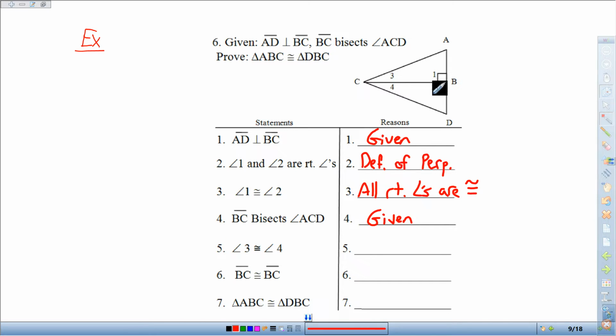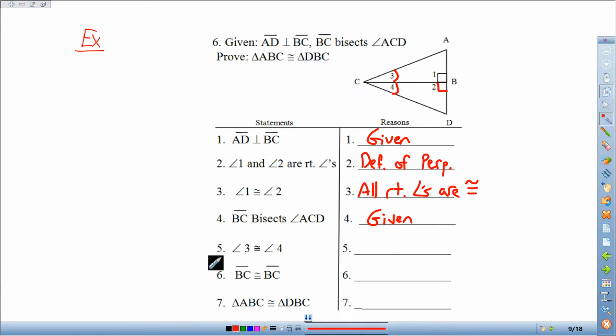They're saying that BC, this segment right here, is bisecting angle ACD. That's this angle. All right. So this angle is being bisected. What does that mean? It means it's being cut into 2 congruent halves. That this angle 3 is congruent to angle 4. All right. And if you notice, that is our next statement.